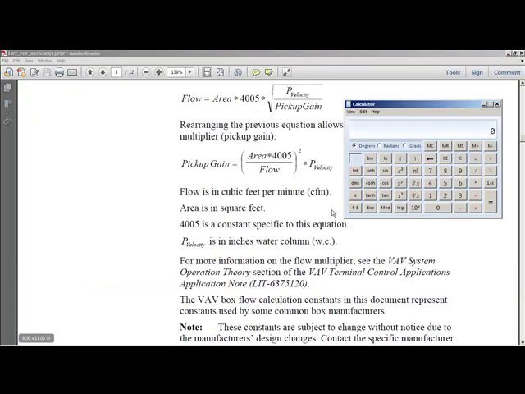Okay, so let's go ahead and do this calculation. We're going to say 0.8 divided by 2.19 equals, I'm going to say the square root of this multiplied by 4005 equals, and then we're going to multiply that by 0.778.